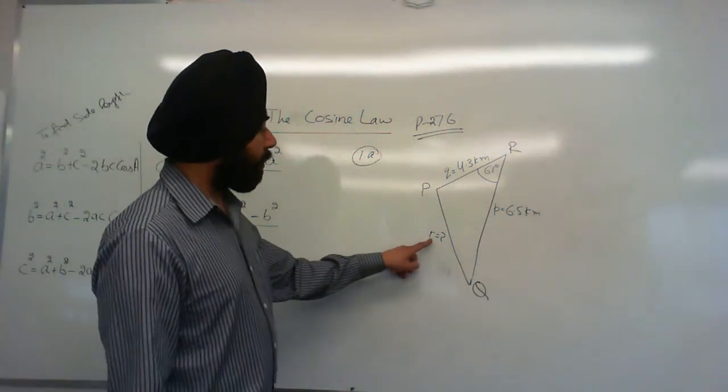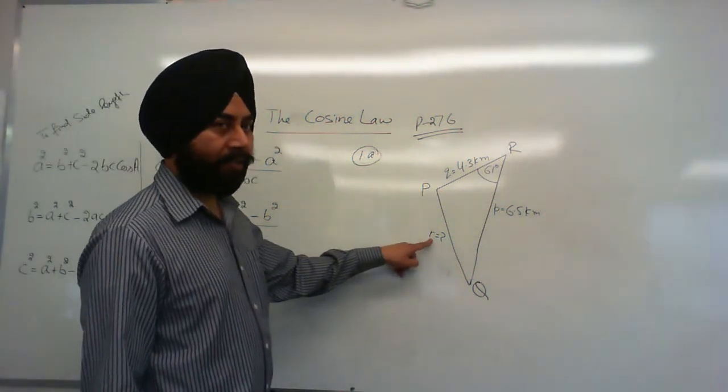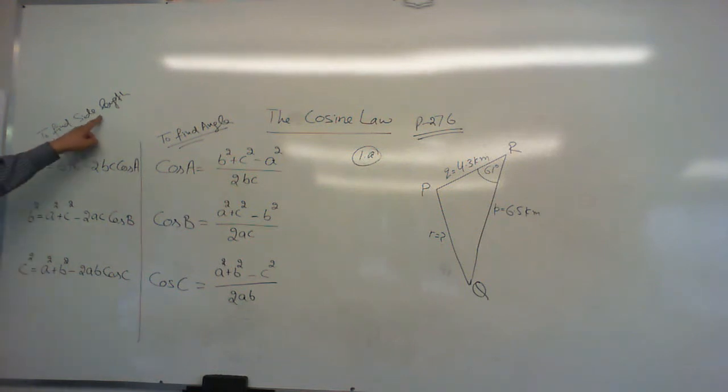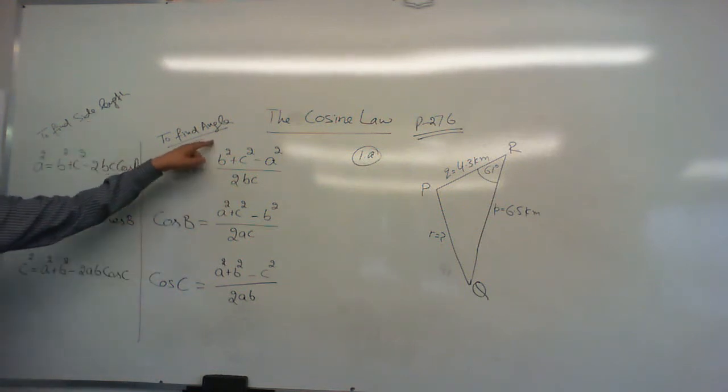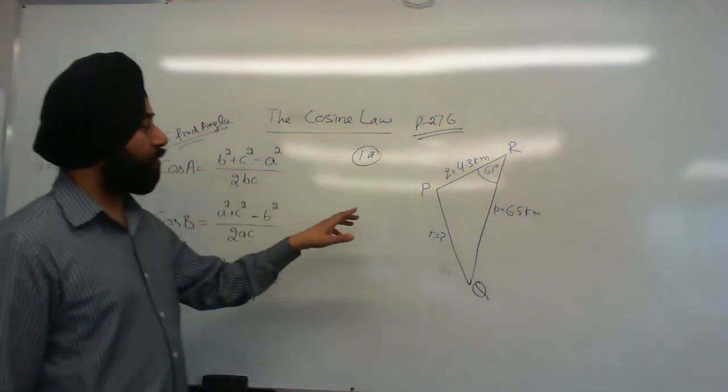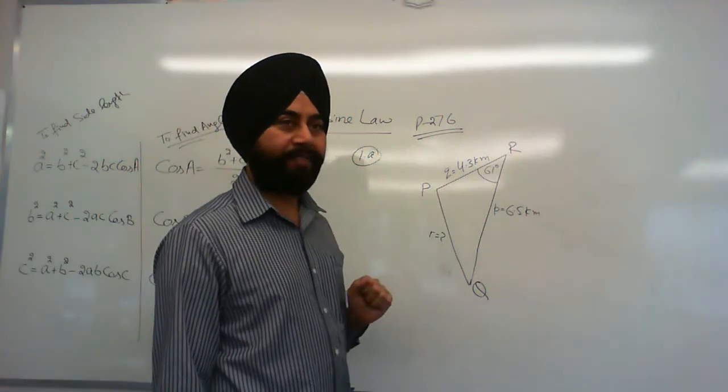Now, because a side length is to be calculated, not an angle, would you use this formula or this formula? These are to find the side length and these are to find the angle, right? So you will use one of these formulas. Which one would you use? Because we don't have A, B, C, we have P, Q and R. You can use any of them. You just need to change these letters from A, B and C into P, Q and R, right?